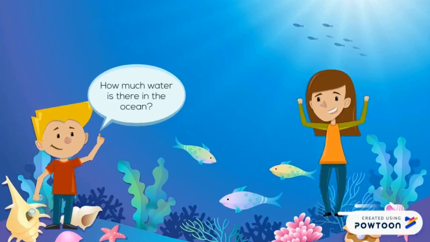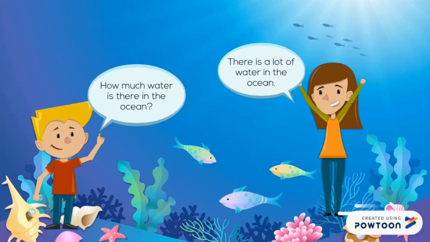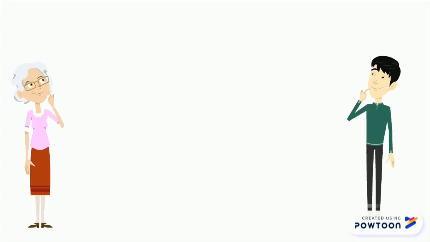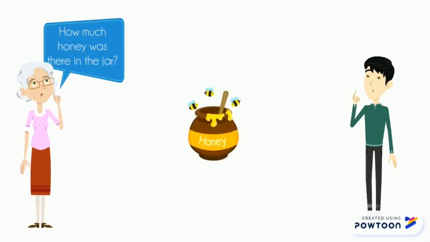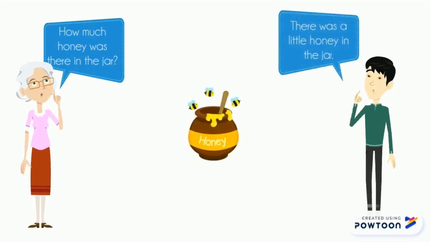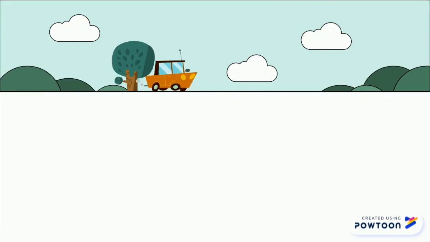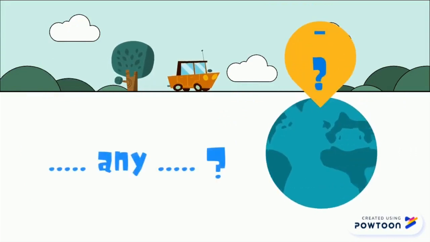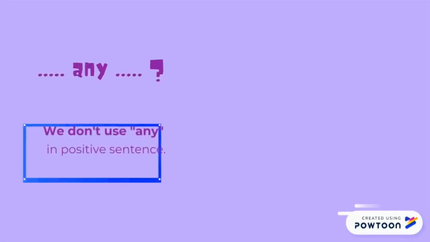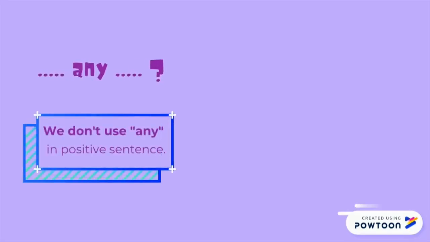How much water is there in the ocean? There is a lot of water in the ocean. How much honey was there in the jar? There were a little honey in the jar. When we don't know the exact amount of something, we use any. We don't use any in positive sentence.